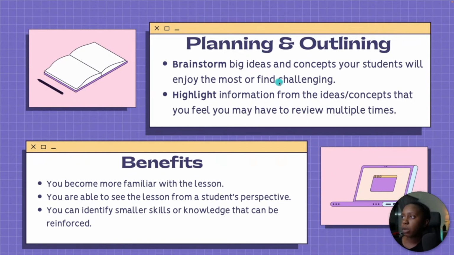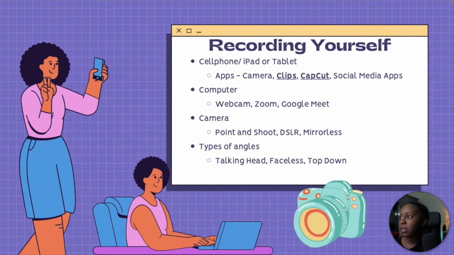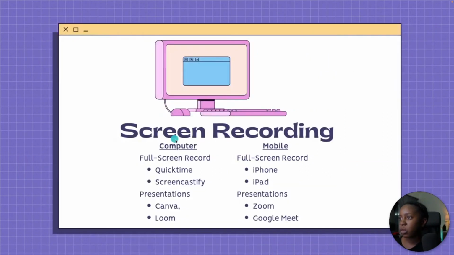So let me go back just really quick to planning and outlining. This is also very key. When I planned and outlined, typically when I taught my students, I created a Google Slide or some type of presentation that I could go with. So I had an idea of what I wanted to present to my students. And then if I needed to do a screen recording, there was a visual for them to see.